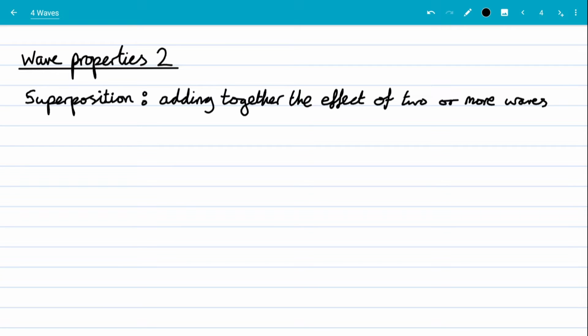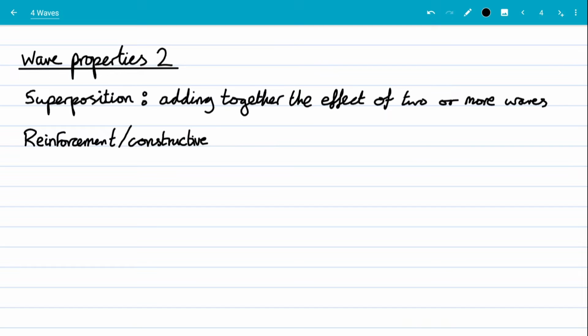So let's give you an example. Let's have an example that we can sometimes call reinforcement. Sometimes we call it that. I'm not a fan of the word reinforcement, actually. I prefer to call it constructive interference.